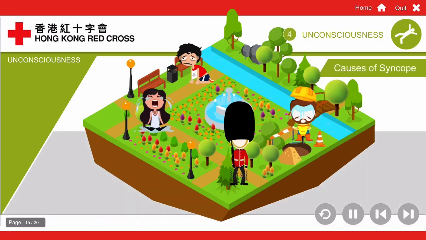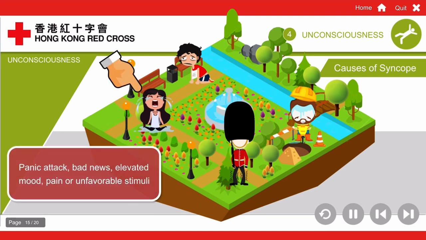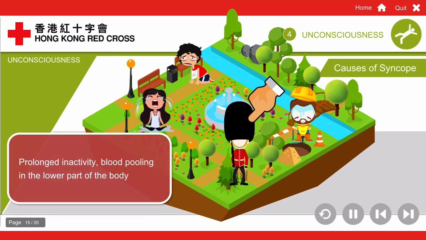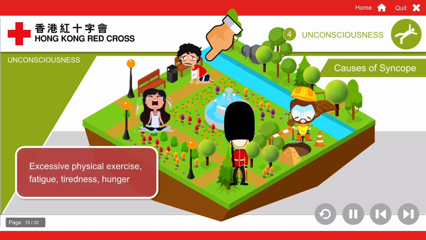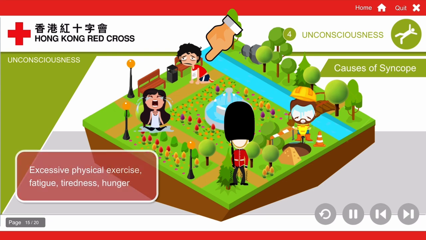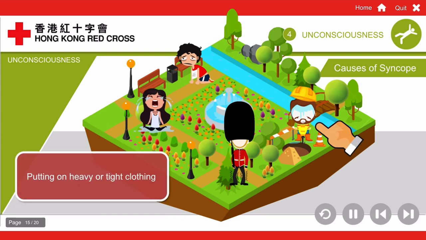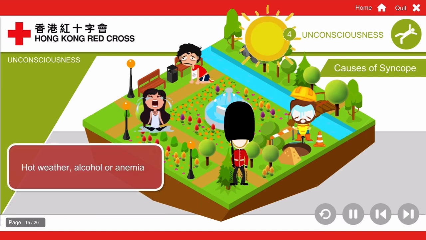After the game, you may have found out some triggering factors of syncope, such as panic attack, bad news causing emotional distress, pain or unpleasant stimuli, prolonged physical inactivity, such as standing or sitting still for a long time, which causes blood to pool in the lower body, excessive physical exercise, exhaustion, fatigue, hunger, or wearing heavy or tight clothing are also triggering factors. Hot weather, alcohol, or anemia may also increase the risk of syncope.